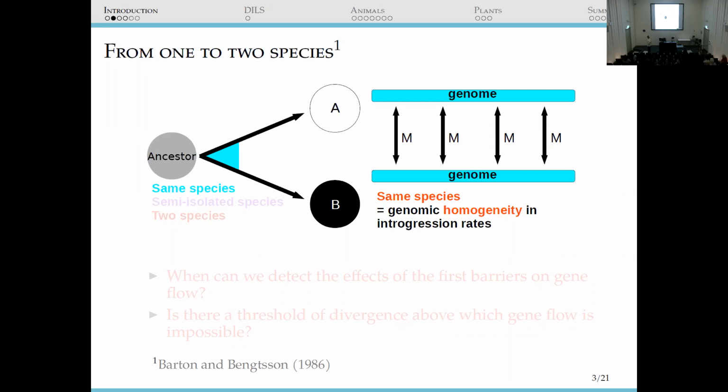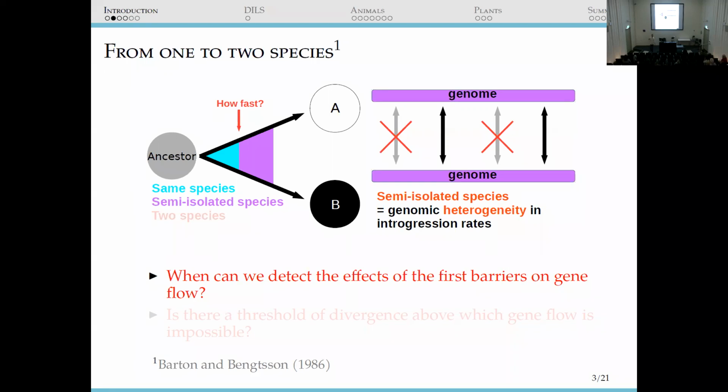And because it's recent, we do not expect any species barrier. And so all of the genomic positions are expected to share the same probability of being exchanged from A to B or from B to A. Basically, we have no barrier. So we have a kind of genomic homogeneity in introgression rates. And this is why I call them populations from the same species, because they have no barrier.